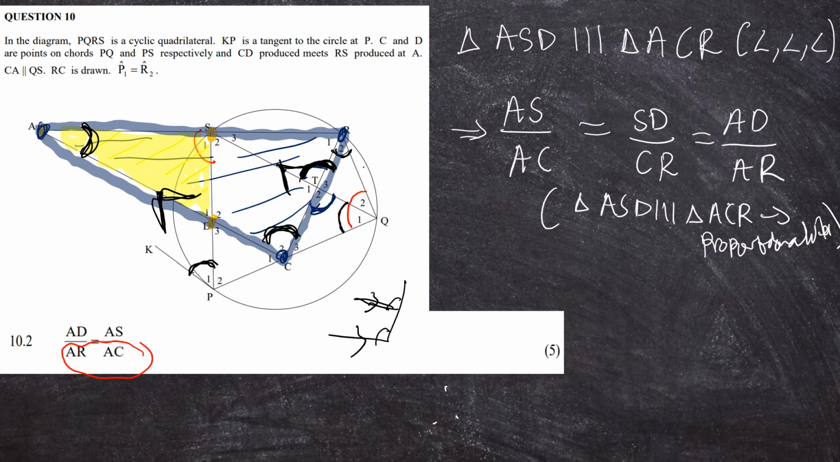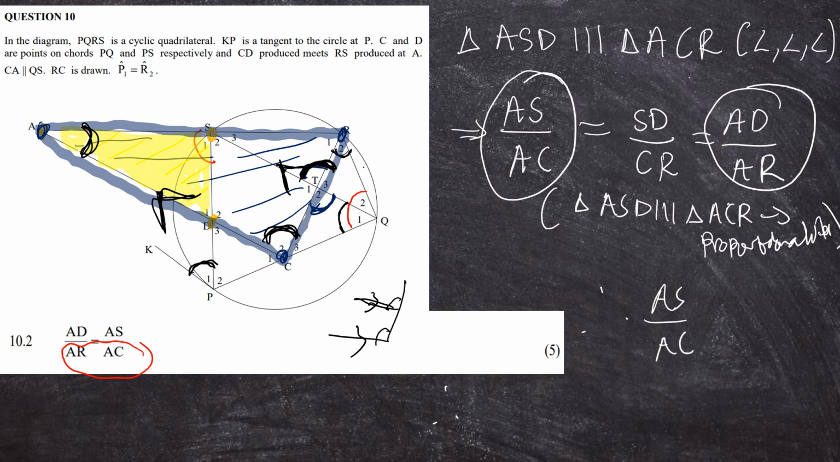Okay, so let's check what they wanted us to prove. They wanted us to prove that AD over AR is the same as AS over AC. And we have this here, right? AS over AC is the same as AD over DR. Therefore, we can conclude AS over AC is the same as AD over AR, because both of them are equal to SD over CR. Then we have proven what they wanted.